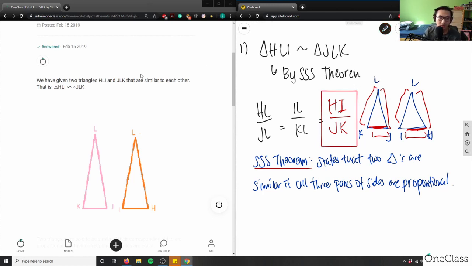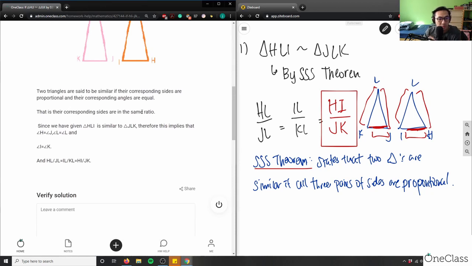So let's look at this answer here. It says two triangles are similar if their corresponding sides are proportional and the corresponding angles are equal. That is, their corresponding sides are in the same ratio. So this is the ratio, HL over JL or whatever, because this length here and this length here are proportional in size. Since we have triangle HLI similar to JLK, this implies that angle H equals angle J, angle L equals angle L, and angle I equals angle K.